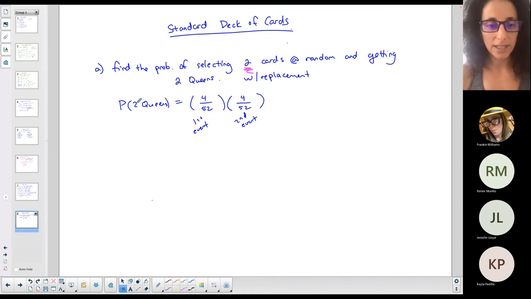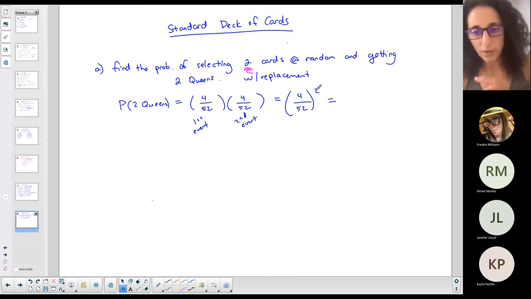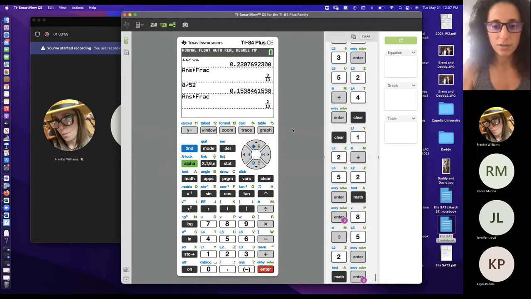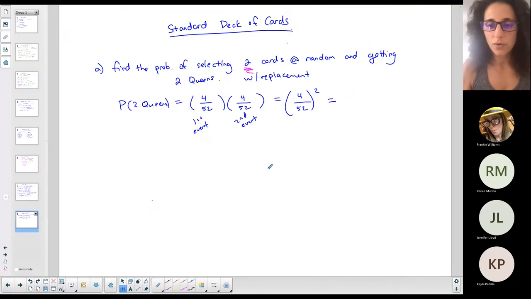So I'm selecting two queens with replacement. They're independent events because you can see the probability is not affected. And I could, if I want, represent this in a simpler form to the second power, because anytime I multiply something by itself, I can represent it with exponents. And so this is where a decimal version of this stuff comes in handy. So 4 out of 52.